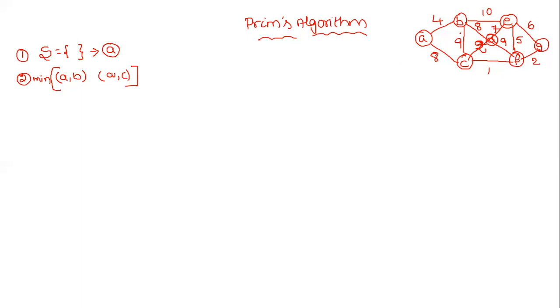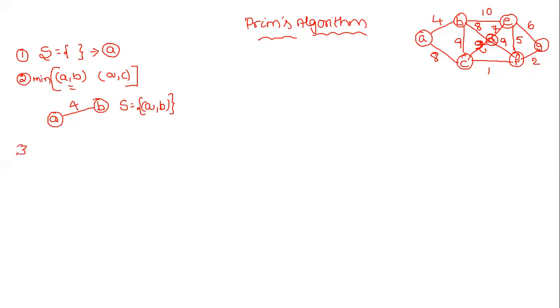Here the A to B weight is 4, and the A to C weight is 8. Among these two weights, A to B has less weight, so that's why we will consider A to B. So A, then we will connect B with an edge having weight 4. Then this spanning tree becomes A, B. These two are included in this spanning tree.